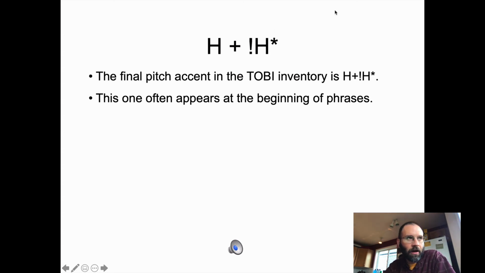You would think, just for symmetry's sake, that you might get a nice little pattern where you have, in addition to L plus H star, L star plus H, you also have something like H plus L star, or H star plus L in the ToBI system. And originally, I believe that was the way it was formulated back in the early 80s, but then they decided, no, they don't really exist. These other H plus L things. Instead, they replaced both of them with this guy, which is H plus downstepped H star.